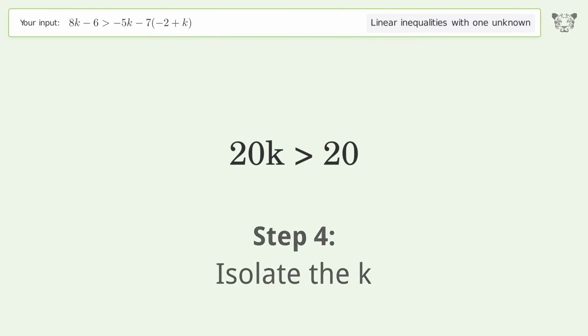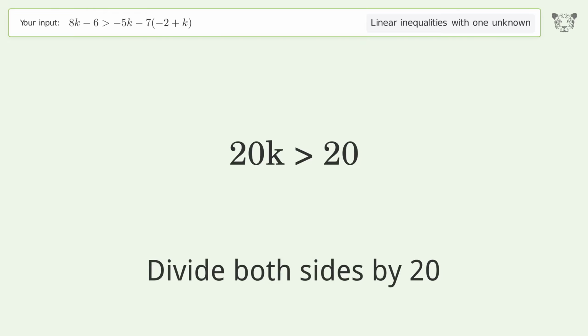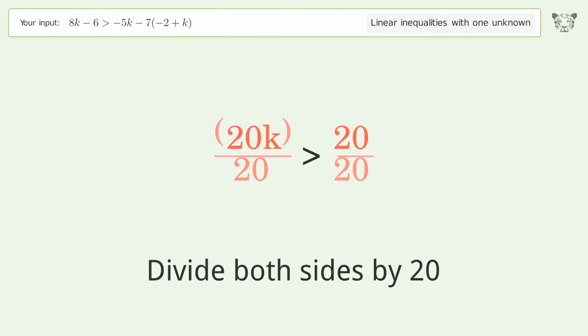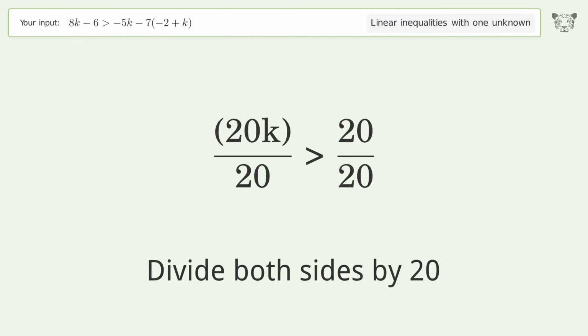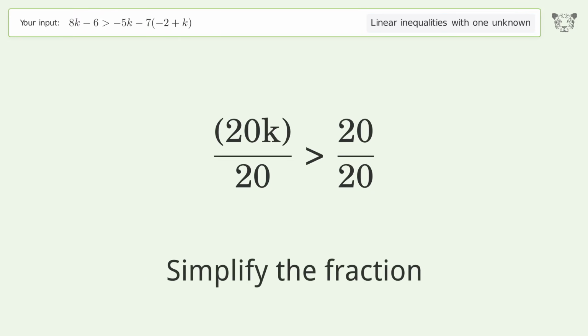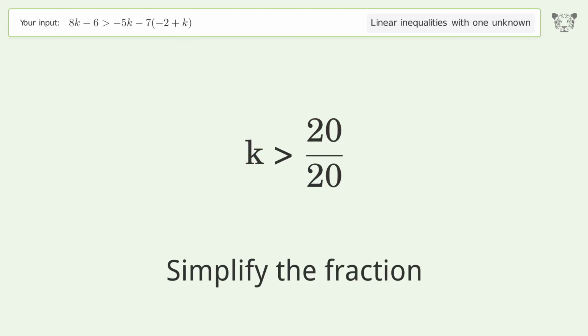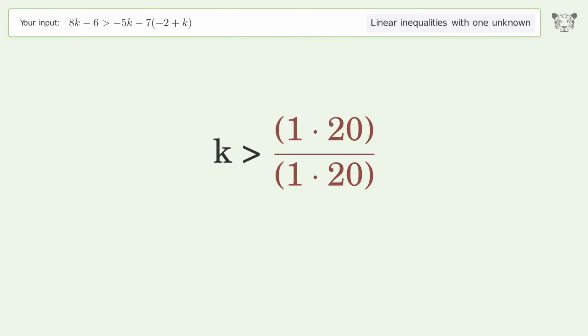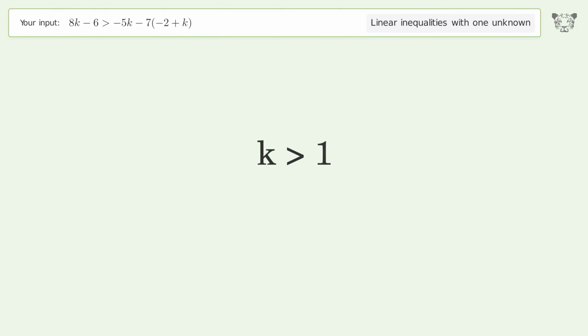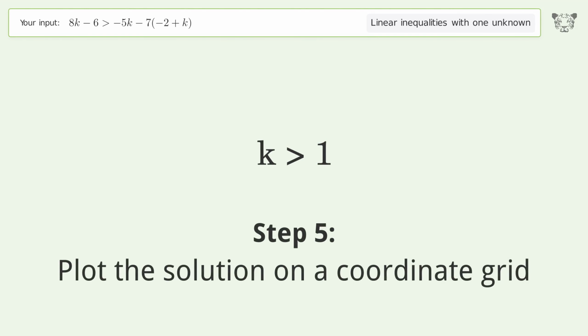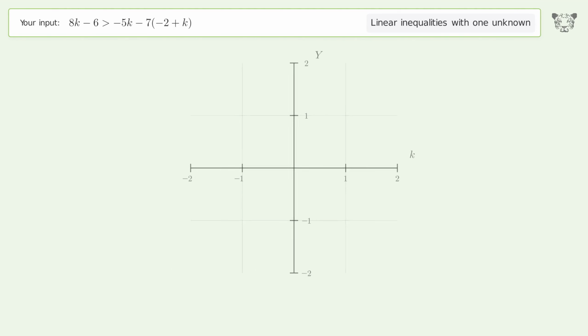Isolate the k. Divide both sides by 20. Simplify the fraction. Plot the solution on a coordinate grid. And so the final result is k greater than 1.